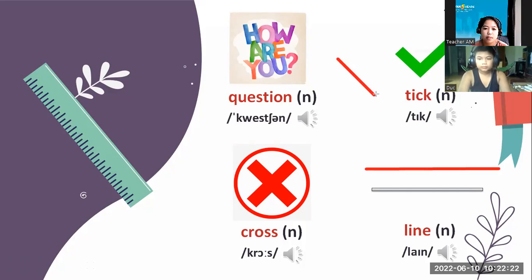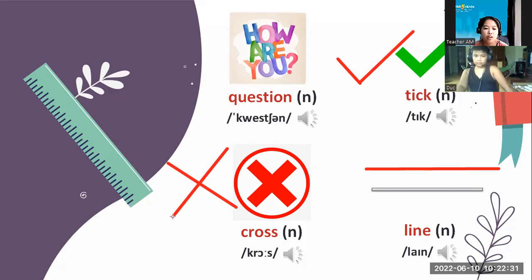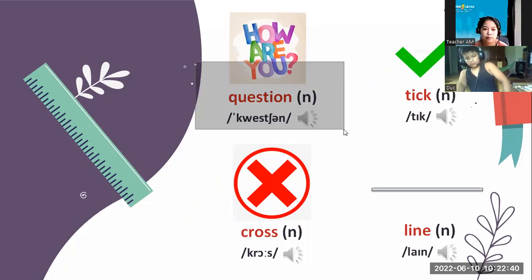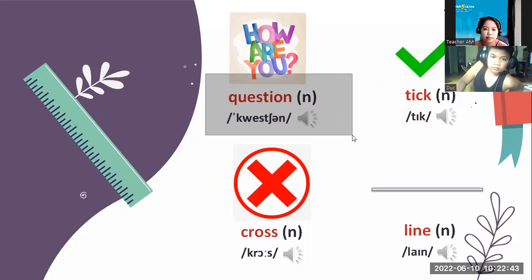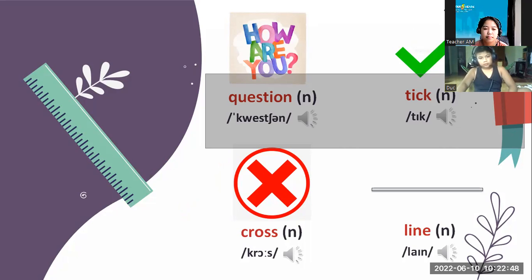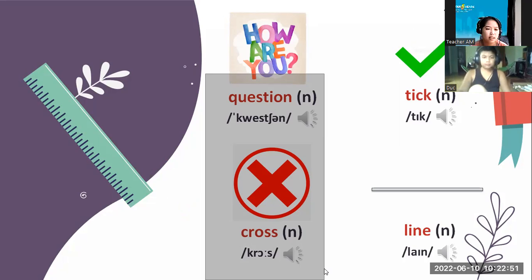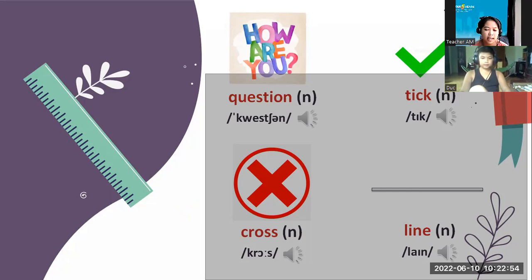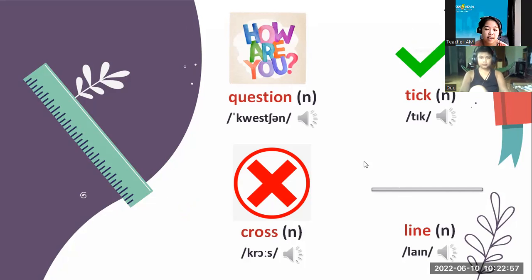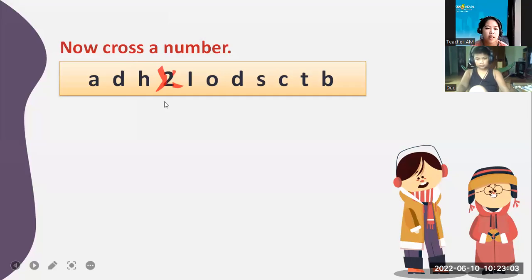Then now let's draw a tick. Okay, so this is a tick. So let's draw a cross. This is a cross. Okay. So now can you please repeat all the words we have? What's this? Question. Okay. Tick. Okay. Cross. And? Line. You say line. Line. Okay, so now let's proceed with part A.